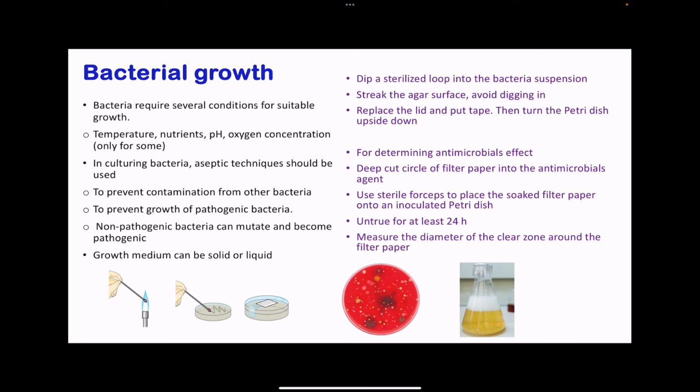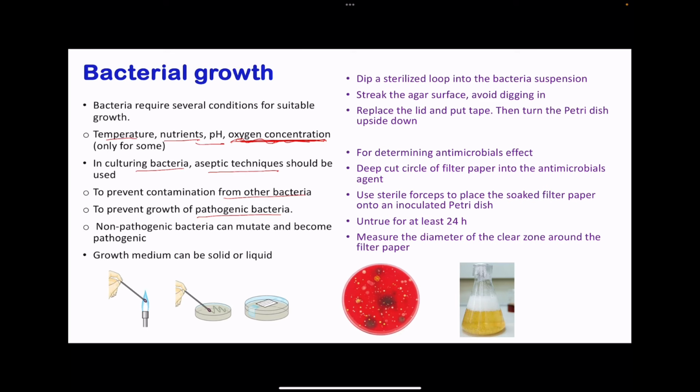In order to test some of the biological molecules got from plants, we can carry out bacterial culture to see how effective they are. In carrying out bacterial culture, we need to provide the right temperature, the correct nutrients, the right pH, and some bacteria require oxygen to grow if they are aerobic. Also, when we culture bacteria, we have to use aseptic techniques, in order to prevent contamination from other bacteria, to prevent the growth of pathogenic bacteria. These could affect you or the person who's working on the experiment. Also, care has to be taken because non-pathogenic bacteria can mutate during the culture, and these can become pathogenic, so we have to be very careful.